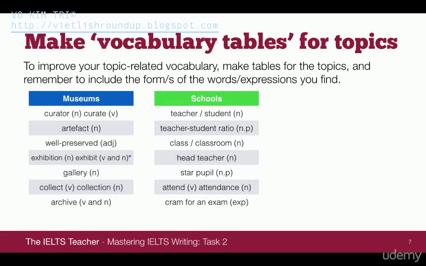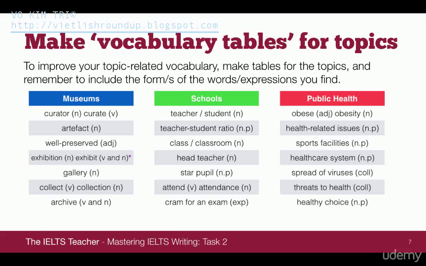If we have schools, we have teacher, student, teacher-student ratio, nice noun phrase there, class, classroom, head teacher, star pupil, attend, attendance, to cram for an exam. Public health, obese, obesity, health-related issues, sports facilities, healthcare system, spread of viruses, notice collocations here being used as well, threats to health, healthy choice.